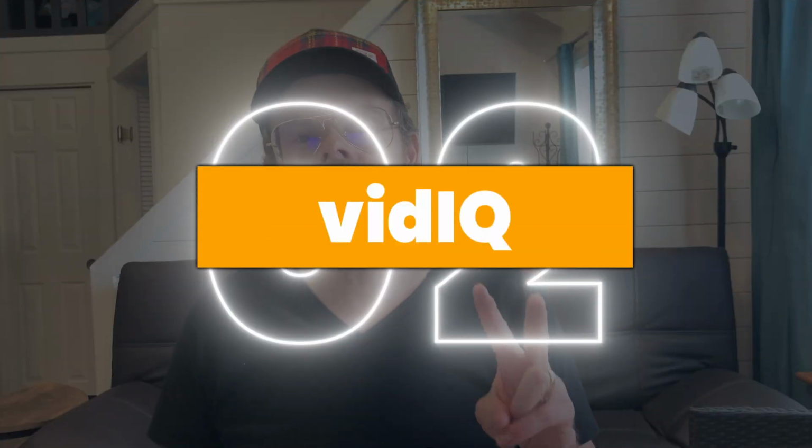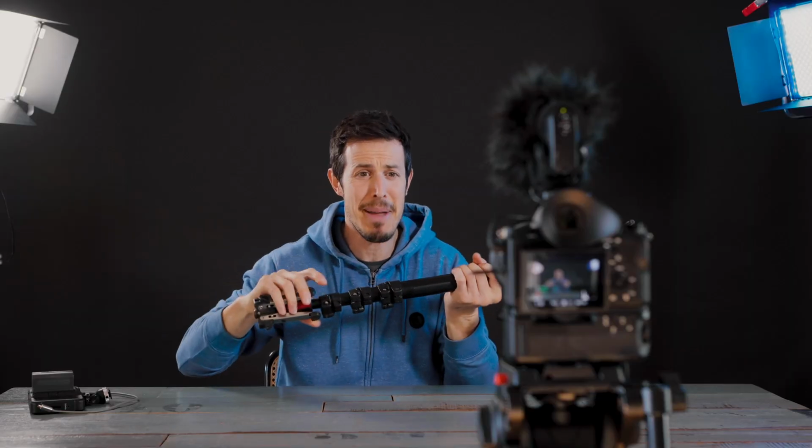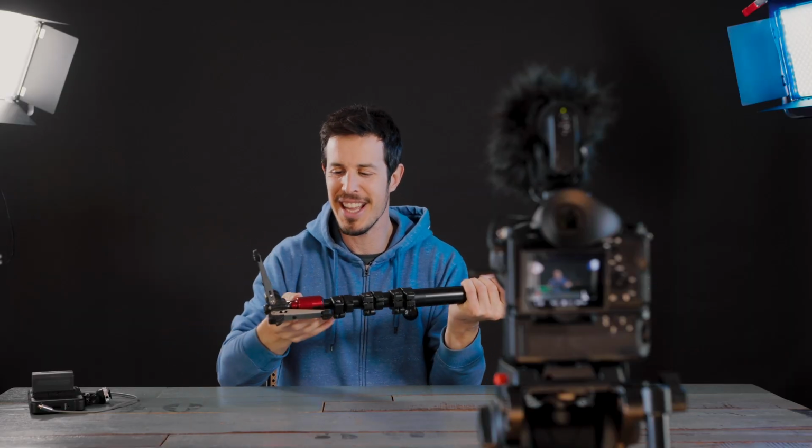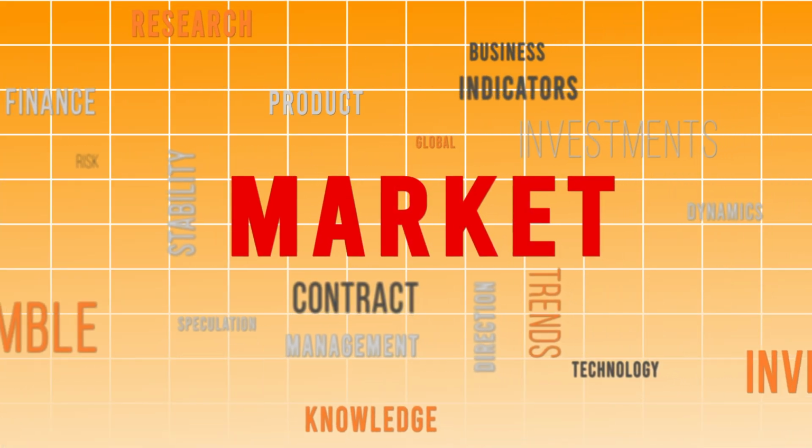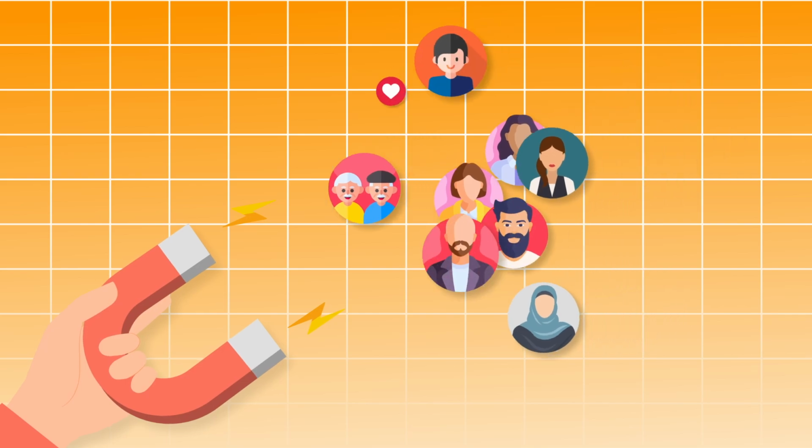Affiliate marketing tool number 2 is vidIQ. This tool is going to help you find low competition, high demand topics to make content on to drive traffic to your affiliate business. Now, vidIQ is a powerful tool set for YouTubers, but we use the free version to find great keywords to make our content around to get free traffic to our funnel.